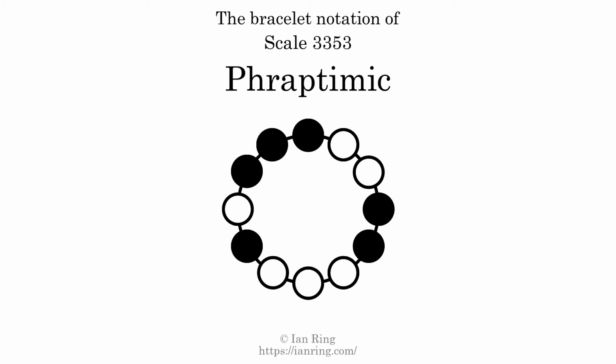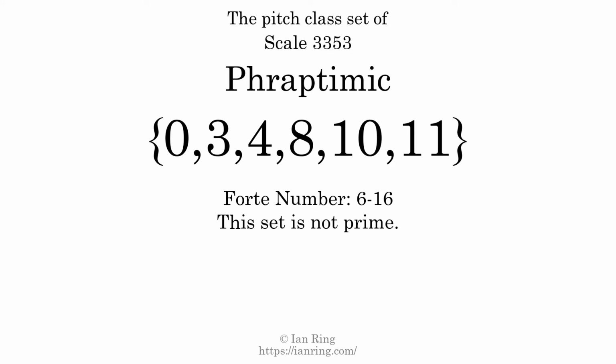This is a bracelet notation diagram of scale 3353. The shaded circles represent tones that appear in the scale, and they are read clockwise, starting at the top. The pitch class set for this scale is 0, 3, 4, 8, 10, 11.